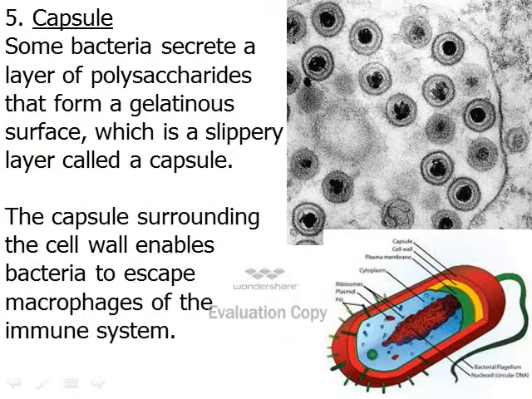I don't like capsules, and I'll tell you why. Let's first discuss what they are. They're a layer of polysaccharides that form a gelatinous surface, so it's going to be really slippery. And what it does is it enables bacteria to escape our macrophages. It's like squeezing a wet watermelon seed between your fingers. It's going to pop right out of there. And that's exactly what happens when a macrophage tries to consume an encapsulated bacteria.